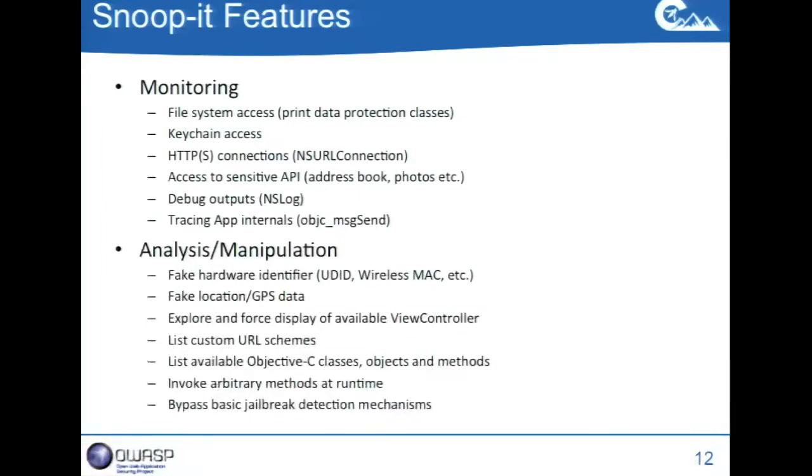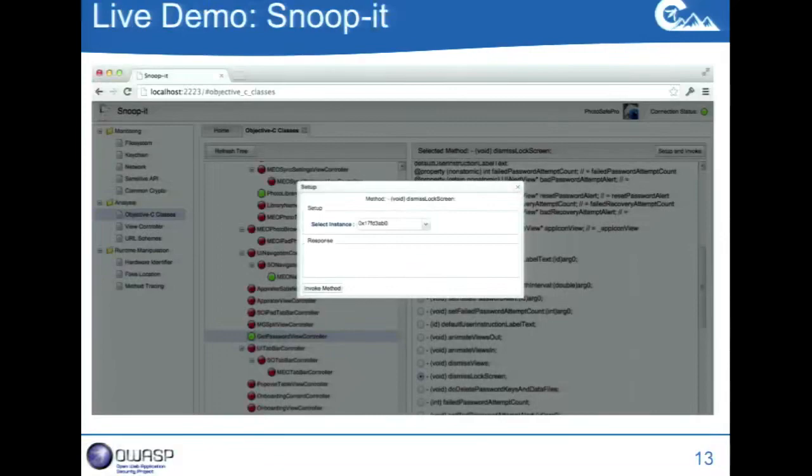You can fake information, right? So if it's using UDID, you can fake that. You can fake location. So a lot of apps I look at are based off your location. So if I fake it, like say this app can only be used in Australia, if I fake my location to be in Australia, then I can use the app. So it's a very, very powerful tool, and I'm going to try and demo it here. We'll see how that goes.